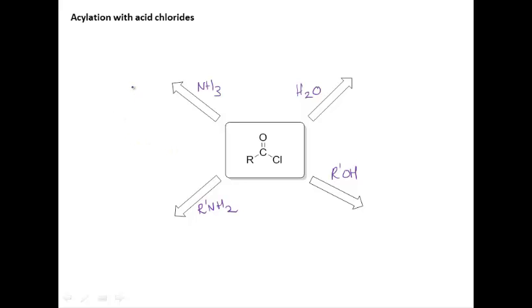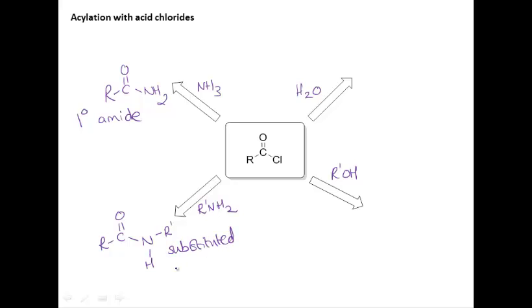So let's have a look at the ammonia first. The product that we get there is an amide. In this case it's a primary amide. If we're going to use a substituted amine to do this, we're still going to get an amide, but it will be a substituted amide. So the R group is on the N here. So an N substituted amide.